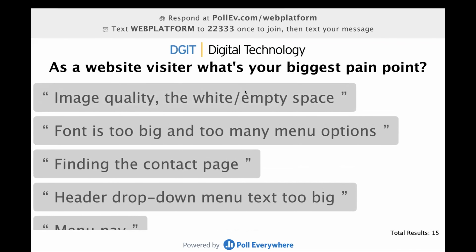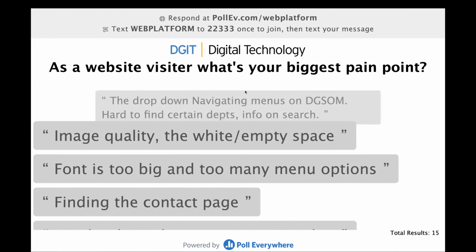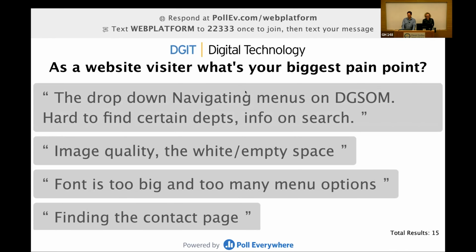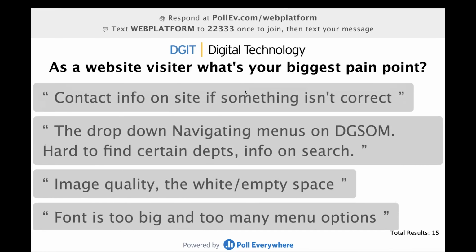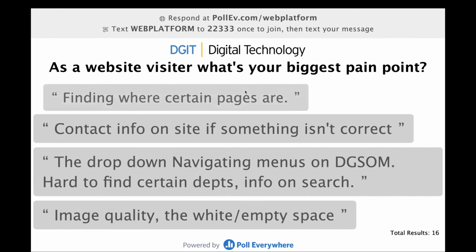Font is too big. Sorry, I'm still here. This was the part I was waiting for. You guys please do not hold back. I seriously want just a brain dump on this.